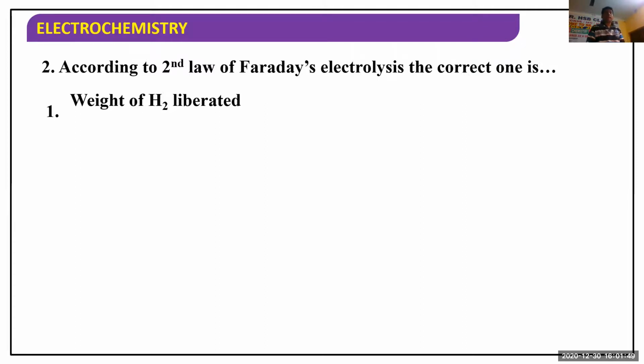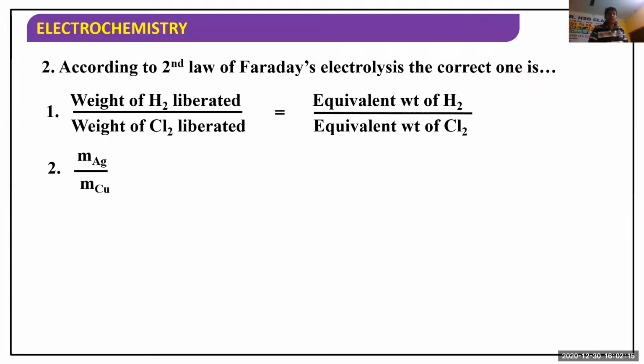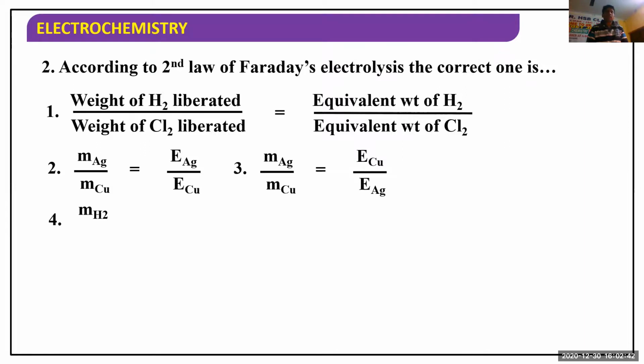According to the second law of Faraday's electrolysis, the options are: weight of hydrogen liberated divided by weight of chlorine liberated equals equivalent weight of hydrogen divided by equivalent weight of chlorine; or mass of silver divided by mass of copper equals equivalent weight of silver divided by equivalent weight of copper; or mass of silver divided by mass of copper equals equivalent weight of copper divided by equivalent weight of silver; and the fourth is mass of hydrogen divided by mass of copper equals equivalent weight of hydrogen divided by equivalent weight of copper.